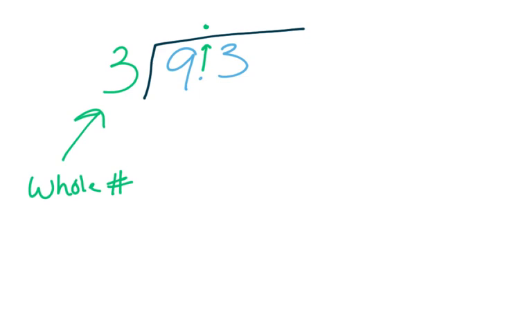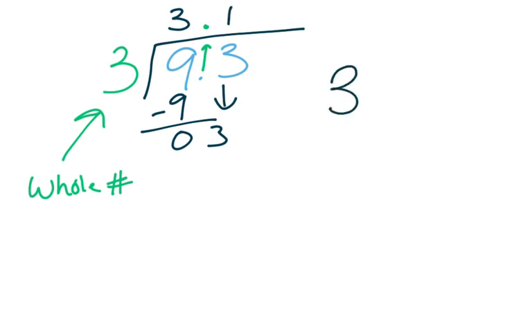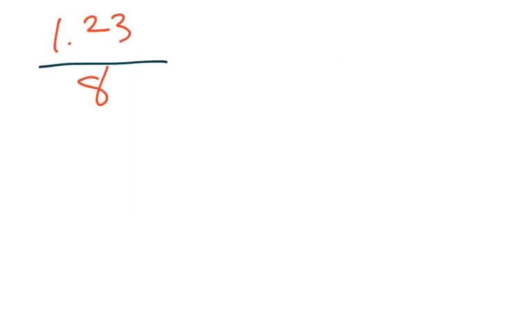And then I'm just going to pretend it's 93 divided by 3. 3 goes into 9 3 times. Subtract, bring down my 3. 3, I can make one group of 3 if I have 3. My answer is 3 and 1/10. Let's try another one. So I could set this up as 1 23/100 divided by 8 wholes.